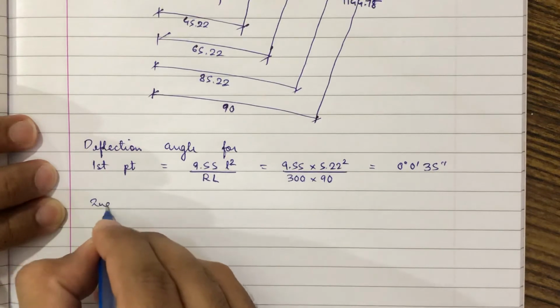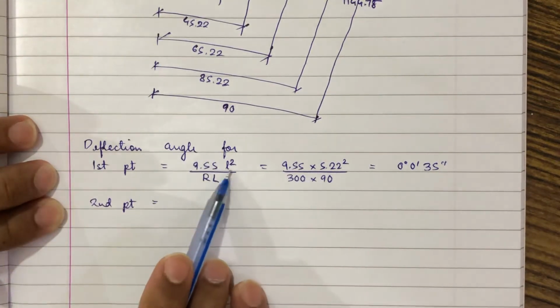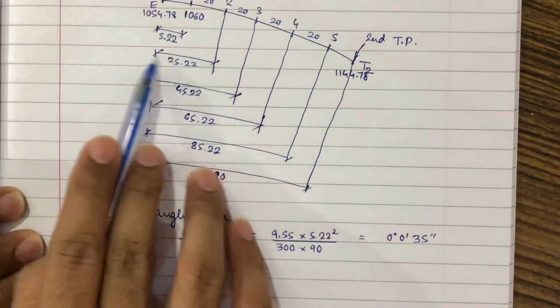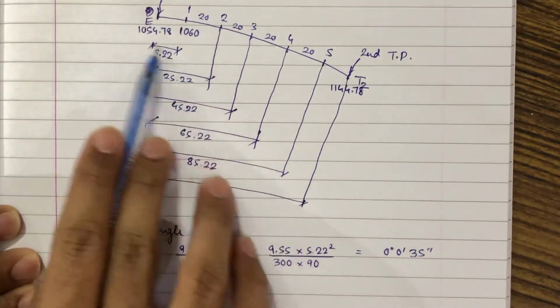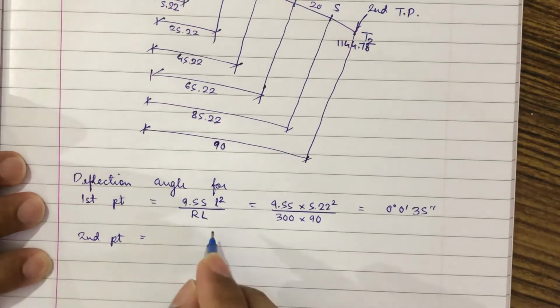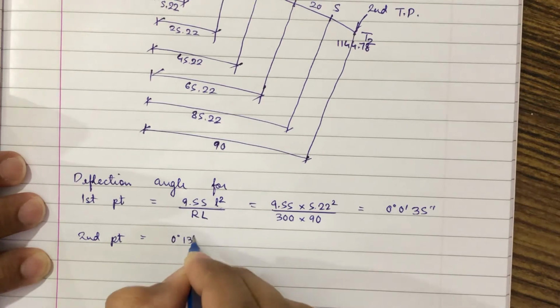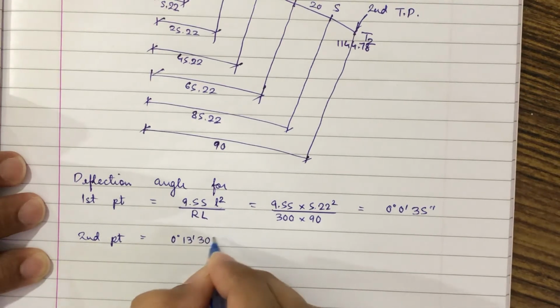For the second point, in the place of L, we need to substitute 25.22, because the second point is at a distance of 25.22. Rest all the values will be the same. So after substituting, the value comes out to 0 degree, 13 minute, 30 seconds.